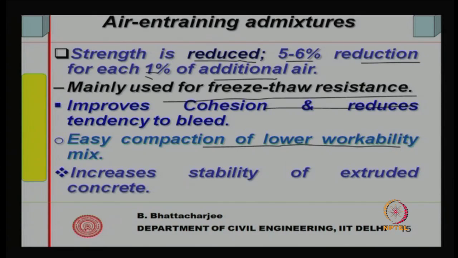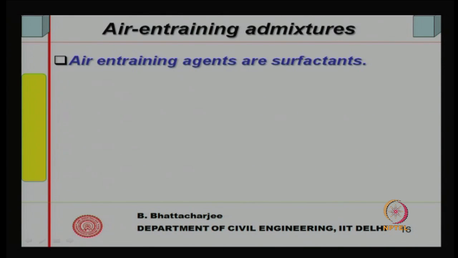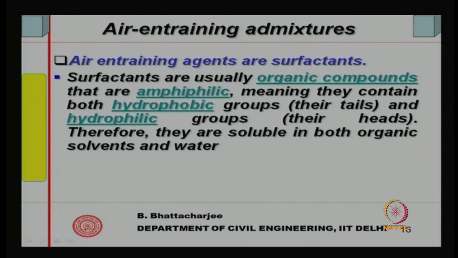It increases stability of any kind of extruded concrete, or any concrete placed through compressed air, pneumatically placed concrete. So, it improves the stability of such concrete. Basically, they are surfactants, that is the mechanism, surface acting agents, and they are organic compounds.